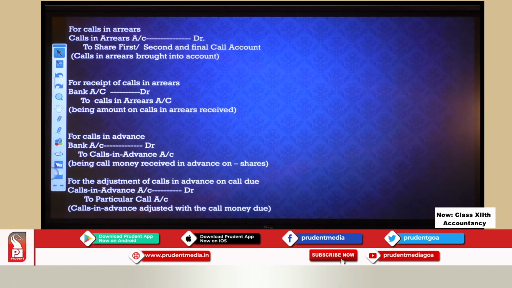Usually this is combined when you are collecting the money on that particular call. At that time we will be combining these calls in advance because we are adjusting it there. So let us understand that when we are doing the problem. Let us make the concept clear over here. Calls in advance is a liability. Calls in arrears is an asset.